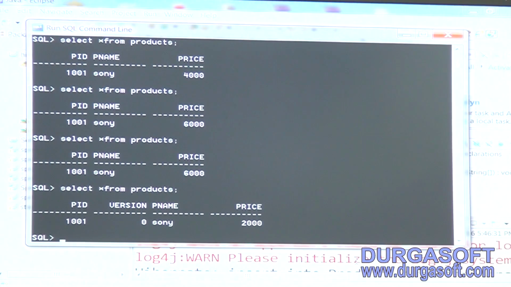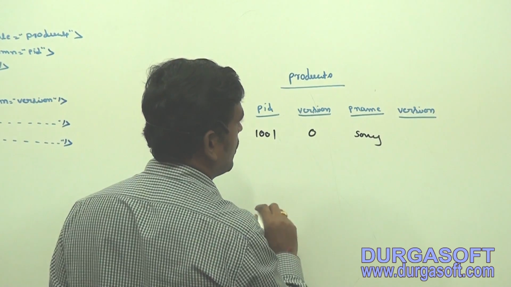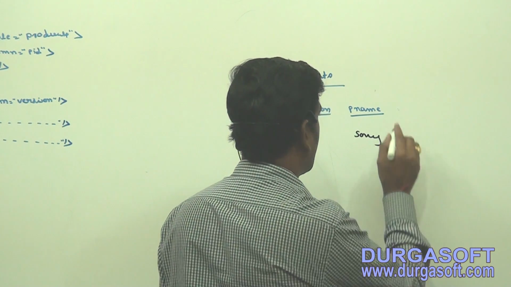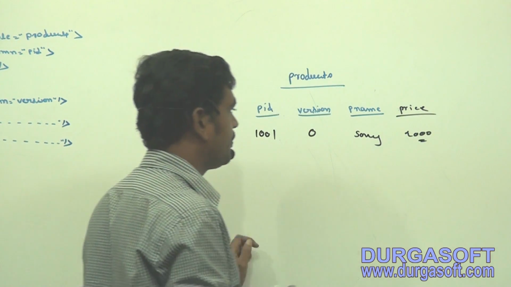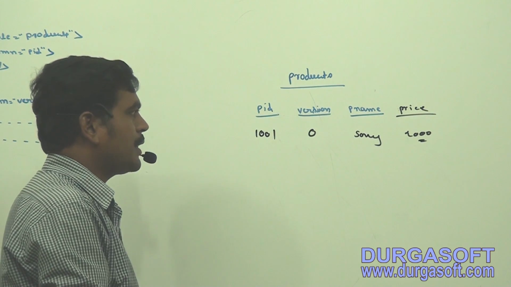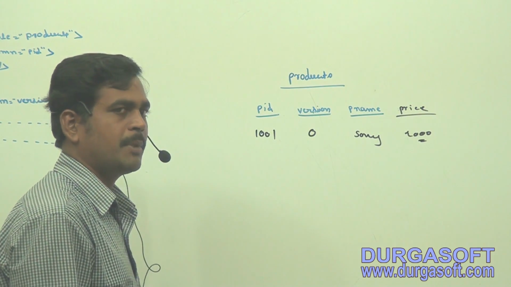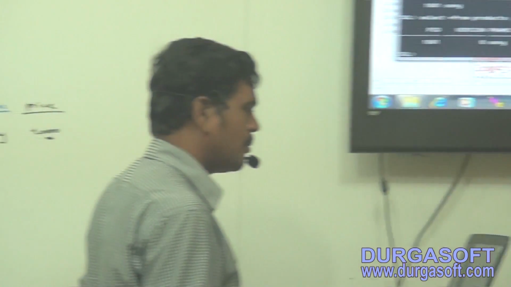So now here, by default what is the version number? 0. By default the version number is 0. 1001, then 0, the next Sony, okay, Sony, the next here what? Price 2000. This is our output. Whenever we are modifying this object, then automatically the version number is going to be incremented.